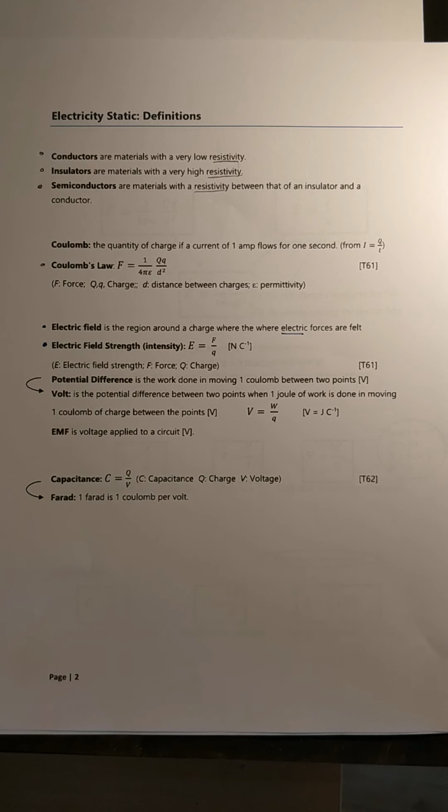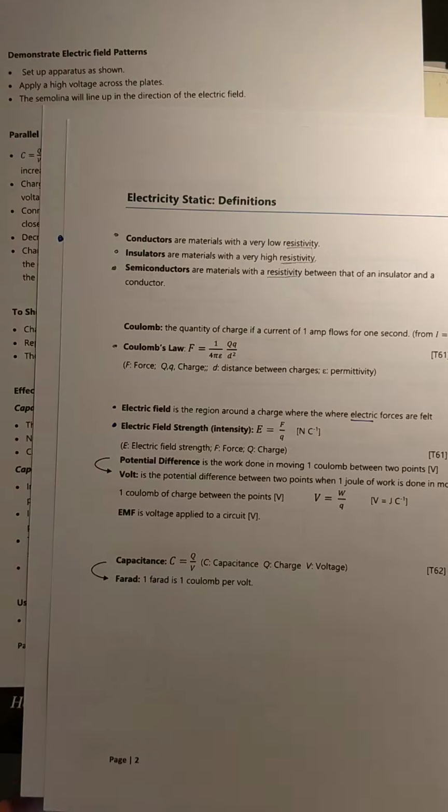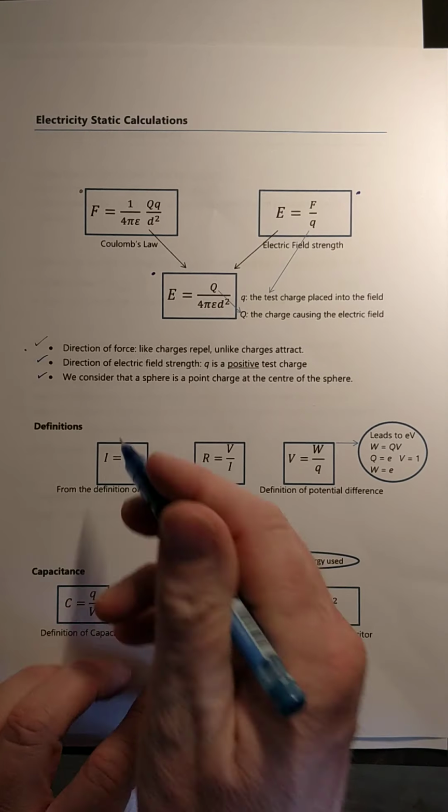So lesson 4, okay, when we were looking at the definitions of voltage, which is potential difference, of current and of resistance. I think maybe we're better to start on page 3. So we have current.